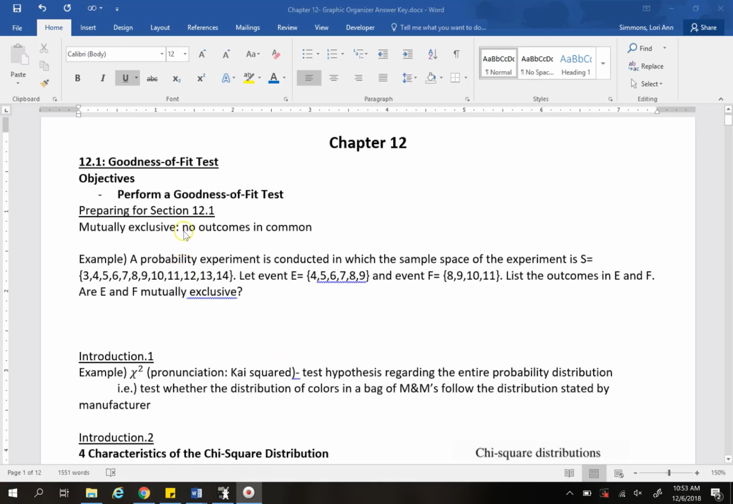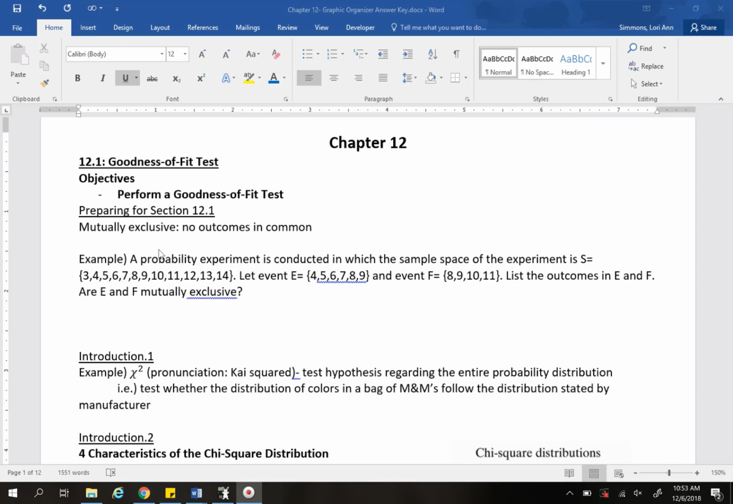Let's go over mutually exclusive. Mutually exclusive means that there are no outcomes in common. An example: a probability experiment is conducted in which the sample space of the experiment is S equaling 3 through 14. Let event E equal 4, 5, 6, 7, 8, 9, and event F equaling 8, 9, 10, 11.